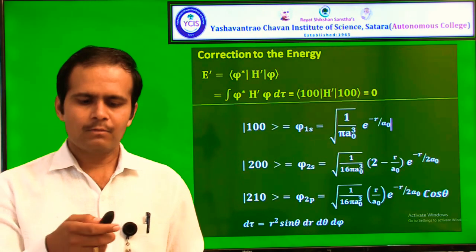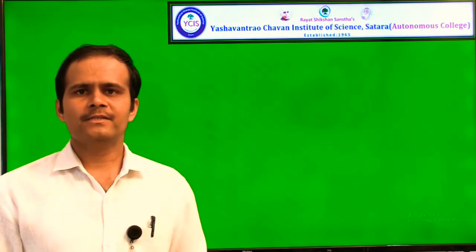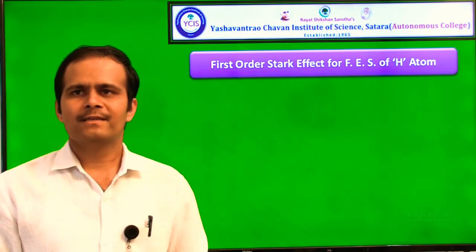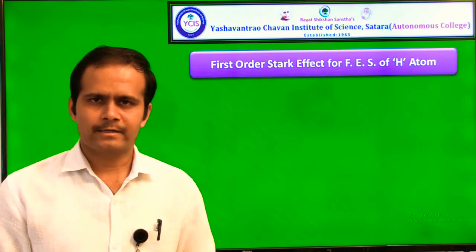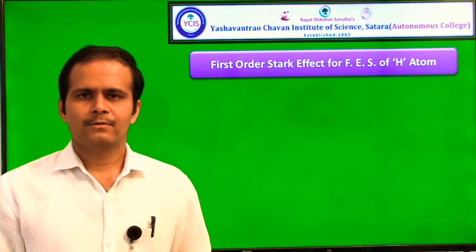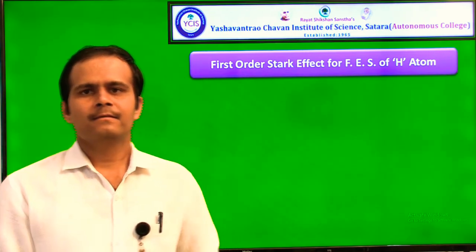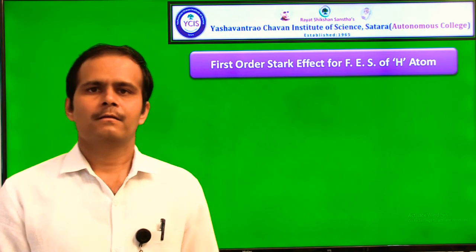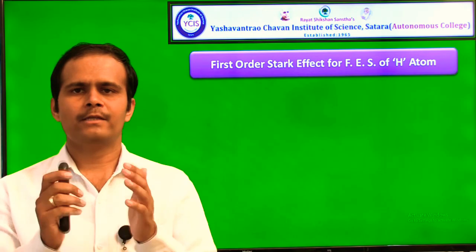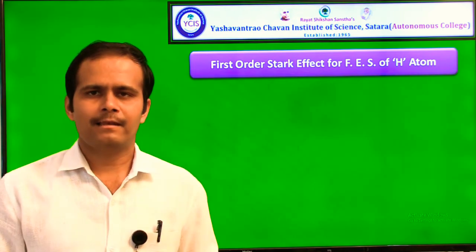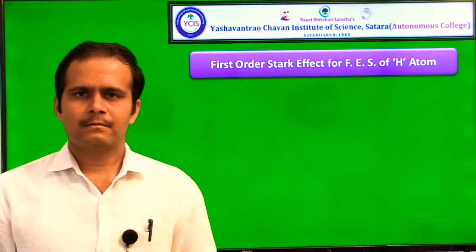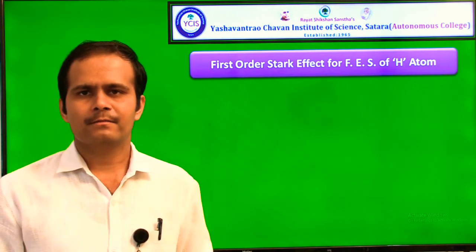Okay, so now we will go to the next, that is the first order Stark effect for the first excited state of hydrogen atom. So as we had seen for the ground state of hydrogen atom, what is the value of n, what is the value of m, and what is the value of l? Principal quantum number, orbital angular momentum quantum number, and ml, that is the magnetic quantum number.